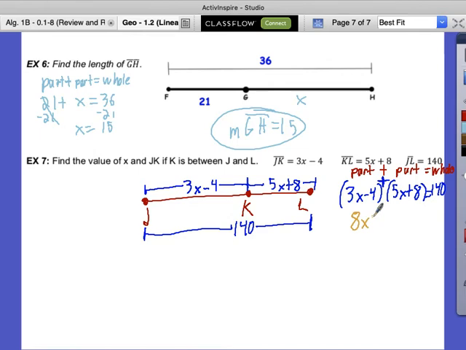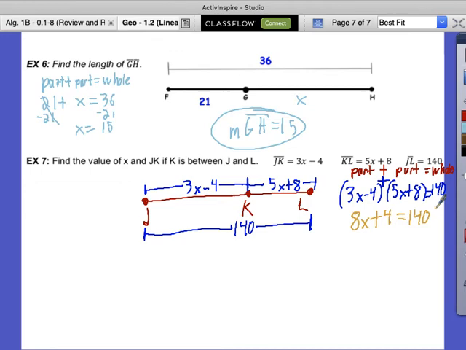Do we see another set of like terms we can combine? Okay, Schroeder, what are you seeing? -4 and positive 8. So it's -4 plus 8 here, Kevin? 4, very good. Different signs, negative and a positive, so when you add them, you actually subtract, and you keep the sign of whichever number is bigger. So 8 minus 4 is 4, 8 is bigger, so it's positive. And that will now equal 140. So 8x plus 4 equals 140.